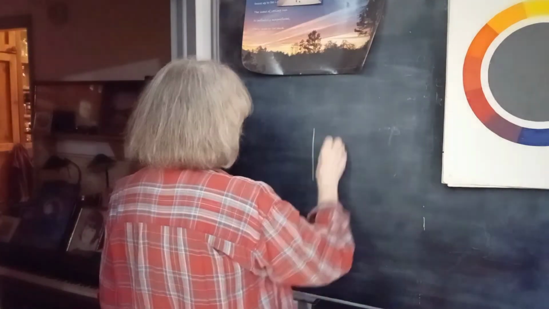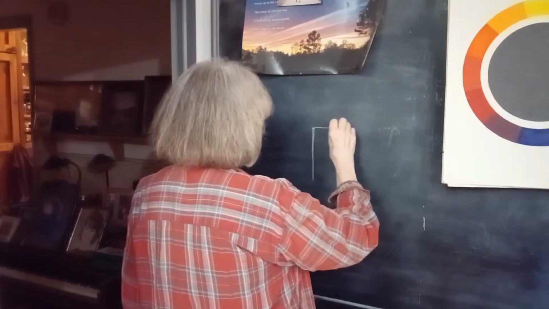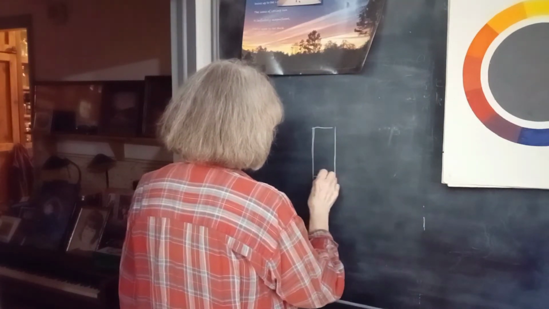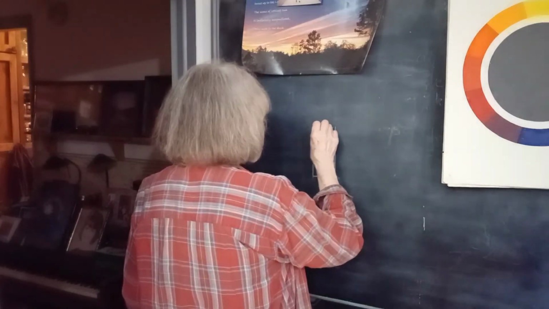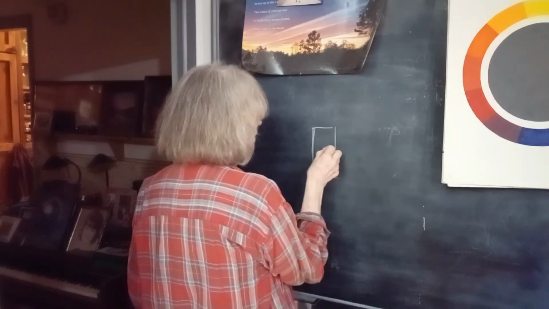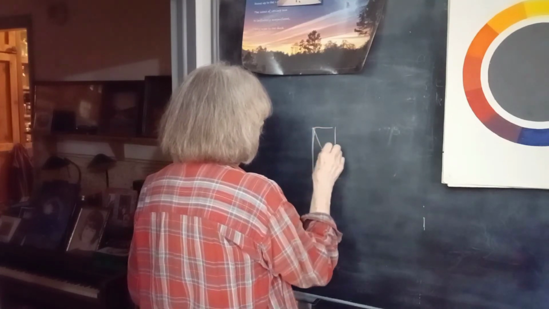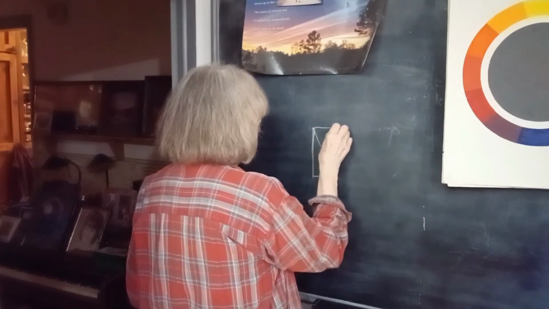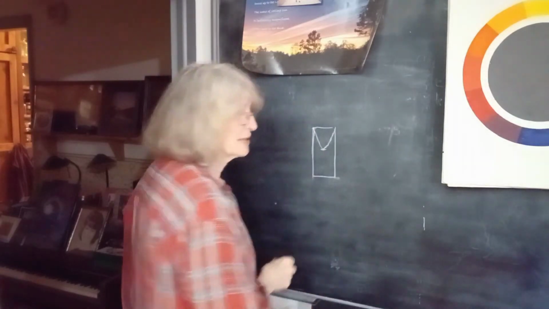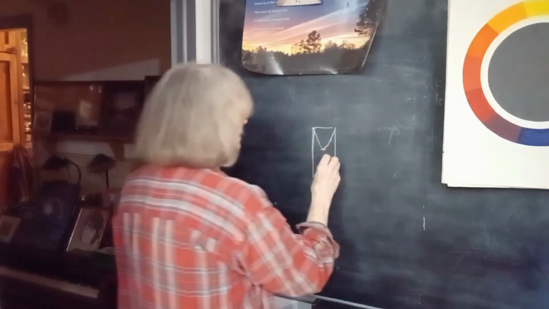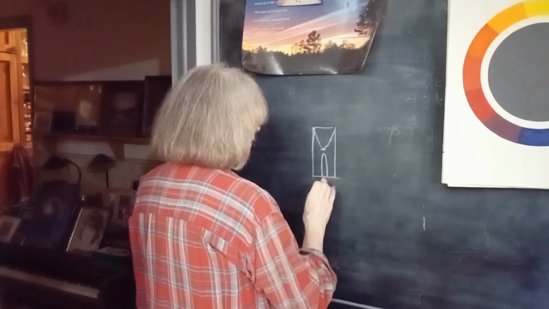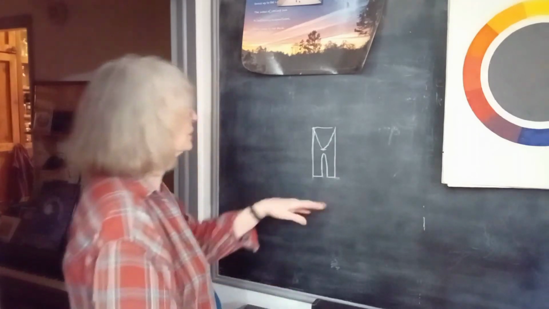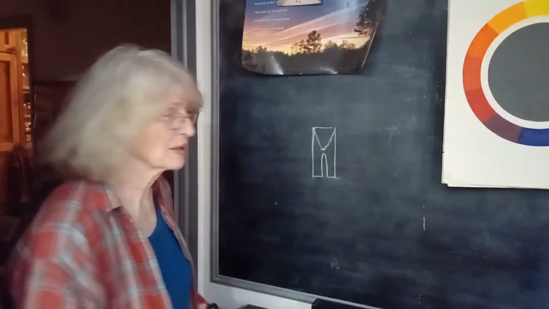Okay, the next one we're going to start with is going to be a rectangle. But we're not going to end up with a rectangle. We're just going to start with it. And we're going to come not quite halfway down, and we're going to form a triangle. Not quite halfway down. Then we're going to come down just a little bit below this, and we're going to come with just a loop downward. There we go.